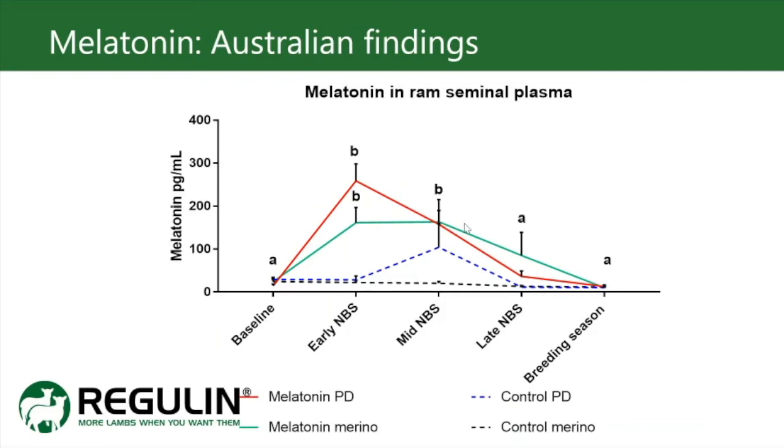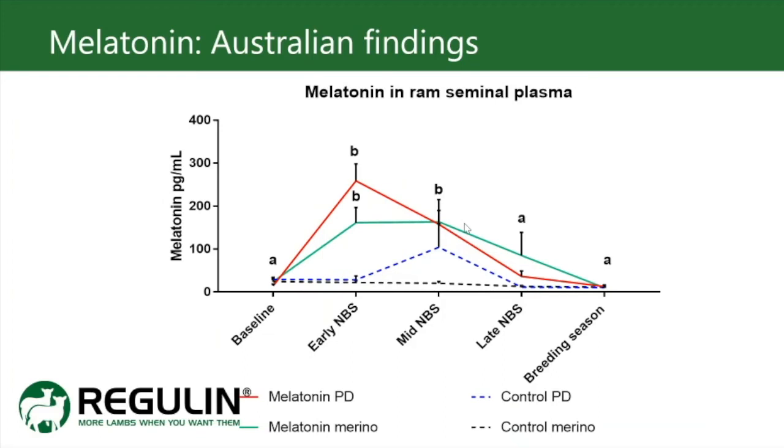So if you have a look at the Poll Dorsets, you'll notice that when we implanted them, 30 days later you can see that they were really on a climb. And then that was 30 day, 60 day, 90 days. Yeah, that's roughly right. And you can see it starts to decline at the second point of measurement. Then it drops back late in the breeding season, and in the breeding season, it's consistent with baseline.